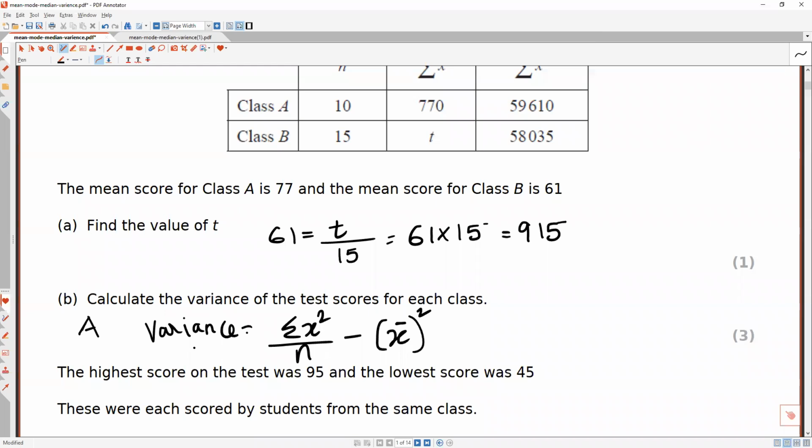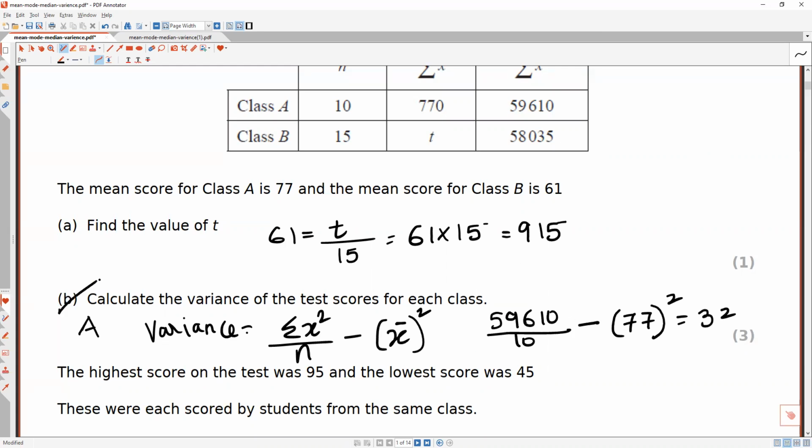So for the A part, sigma x square, you did like this: 59610 divided by 10 minus the mean. How much was the mean? Class A mean is 77, right? You did this? And what answer did you get? 32. Compare all of them. Yes, 32. So the A part is 32. I'm sorry, there is not enough space. I forgot to copy paste it.